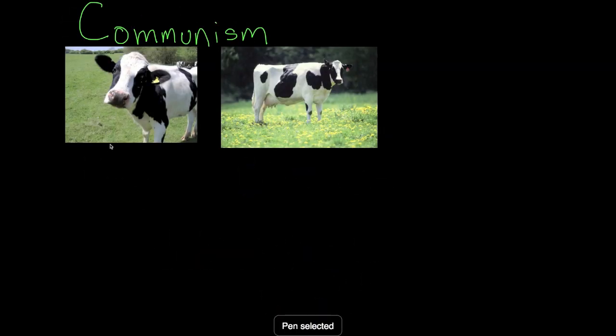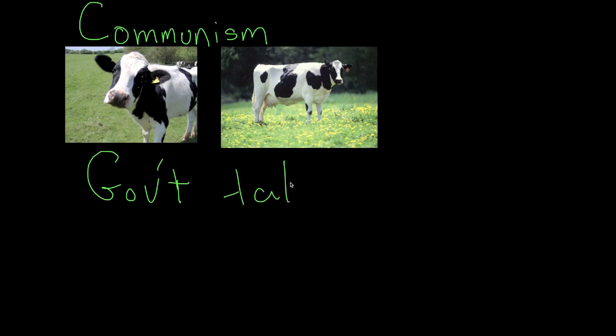The cow analogy for communism. Once again you have two cows under communism, and the government takes both cows. So the government takes both and they give you some milk.